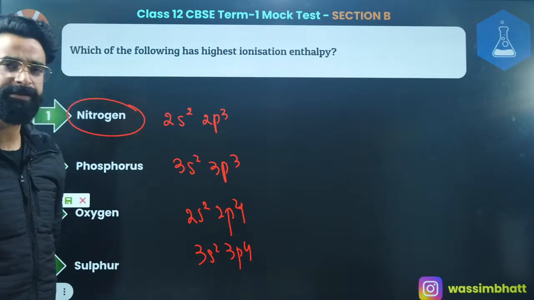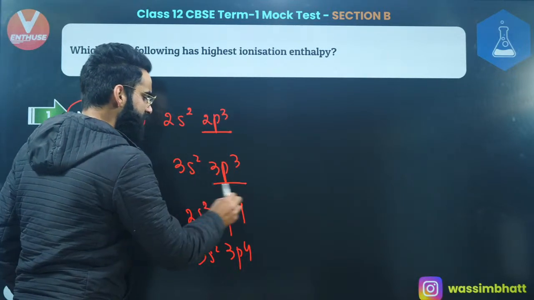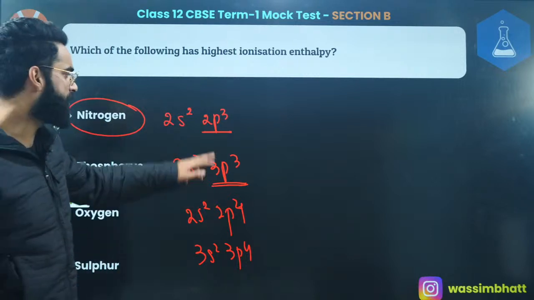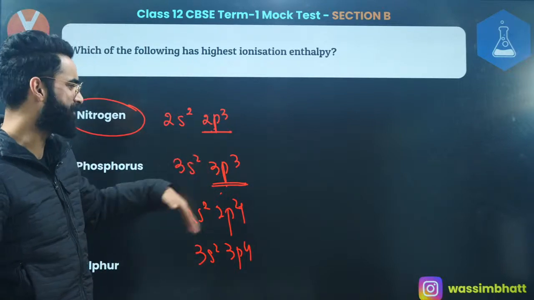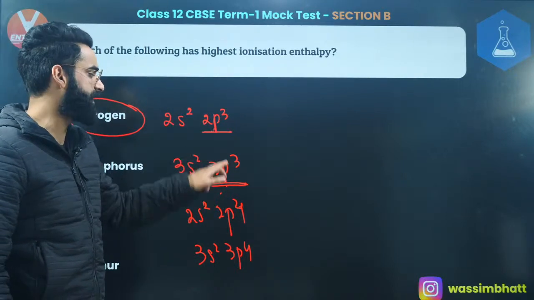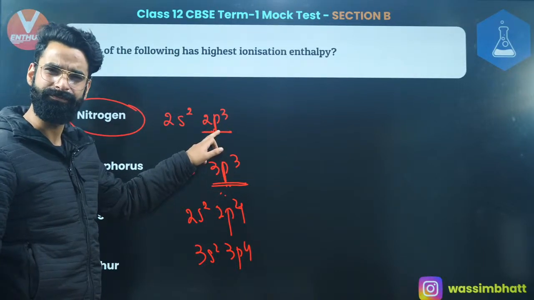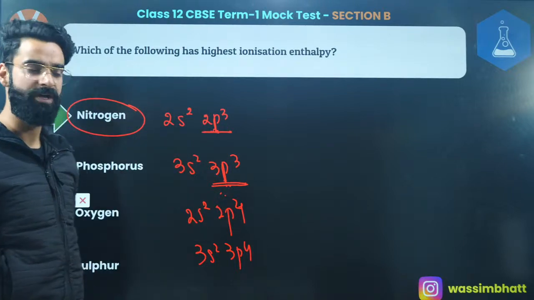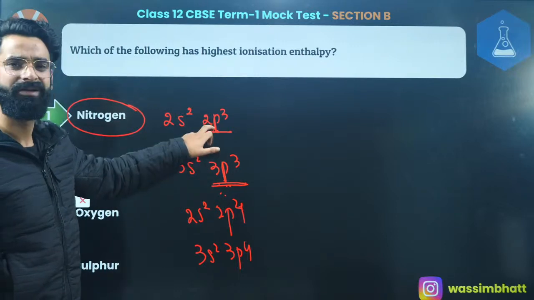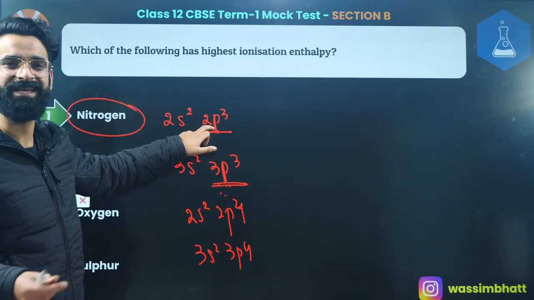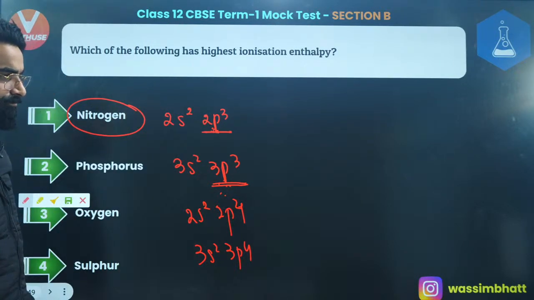Among all the four elements, we have got two elements which have got half filled configuration, 2p3 and 3p3, right? So to take an electron out from these two configurations is going to be difficult. We need to supply more energy to knock out the outermost electrons from these two configurations. But if I ask you, among nitrogen and phosphorus, which one will have more ionization energy? You'll say nitrogen, no doubt. Both have got half-filled configuration, but at the same time, nitrogen has got less size, right? Isn't it simple?